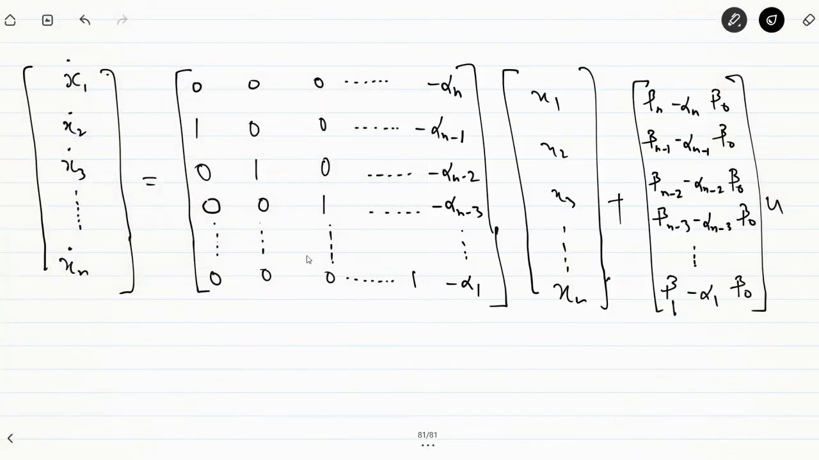So if we look at the term before this, it has 0 0 0 and so on up to 1, 0 minus alpha 2 will be here, and here it will be beta 2 minus alpha 2 beta naught. So that will be the second last term. And y we have already calculated.